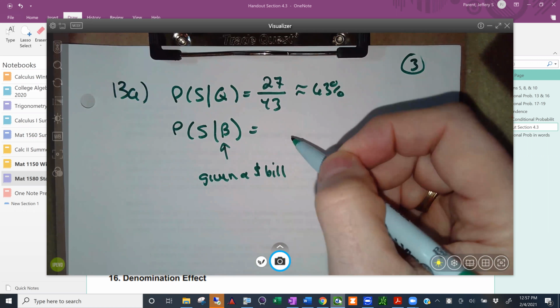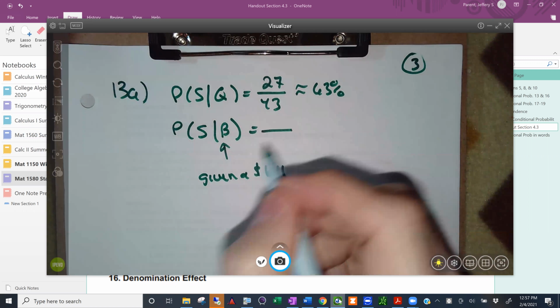In any case, how many people were given a dollar bill?